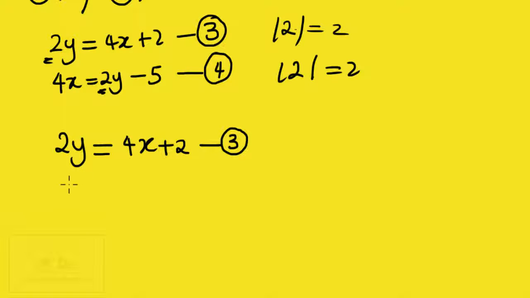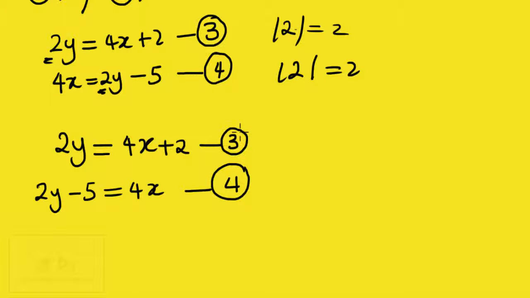I'm going to write equation 4, but this time I'm going to swap the left-hand side term with the right-hand side term so that the term containing the variable y now appears on the left-hand side. This gives 2y minus 5 equals 4x. So now y appears on the left-hand side in equation 3, and y only appears on the left-hand side in equation 4.